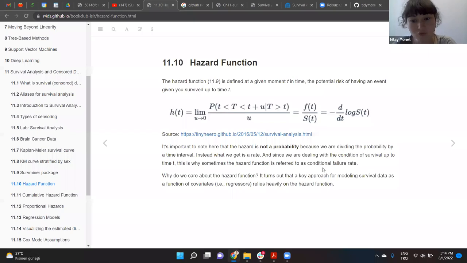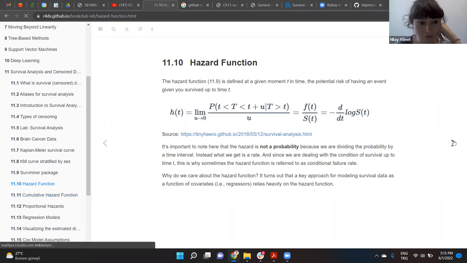The hazard function is referred to as conditional failure rate. So this is, as I said, a rate from now on. It's a conditional failure rate. Maybe that would be a better name for the hazard function because it's more understandable in my opinion. And why do we care about that? It's just an introduction, because what we mostly care about is a key approach for modeling survival data as a function of covariates or regressors. And it will be the Cox model, I suppose. Then let's continue.